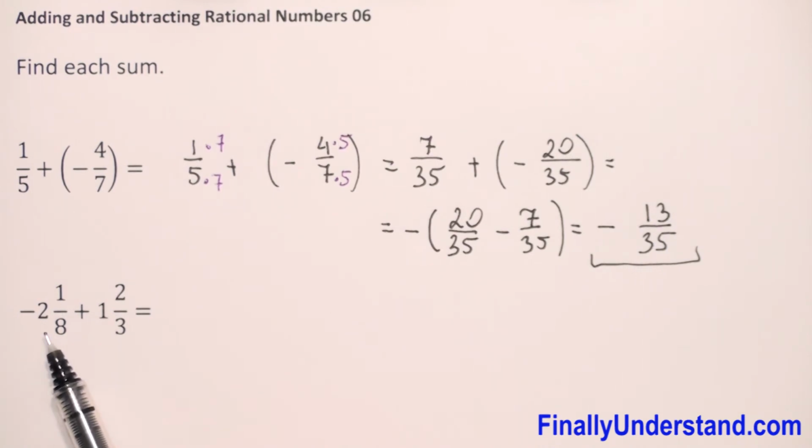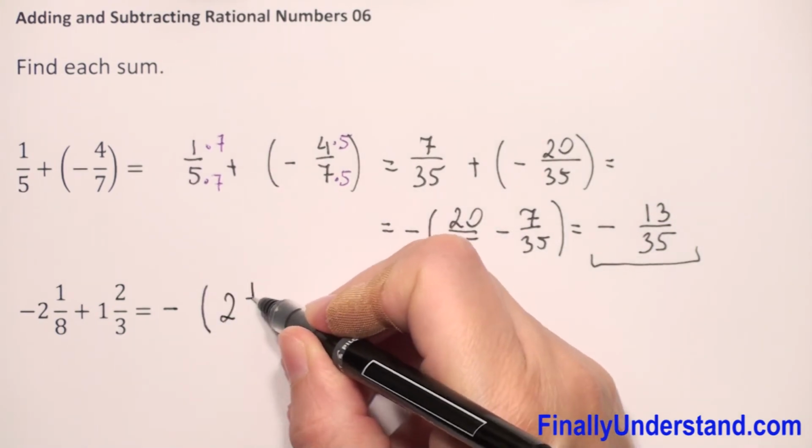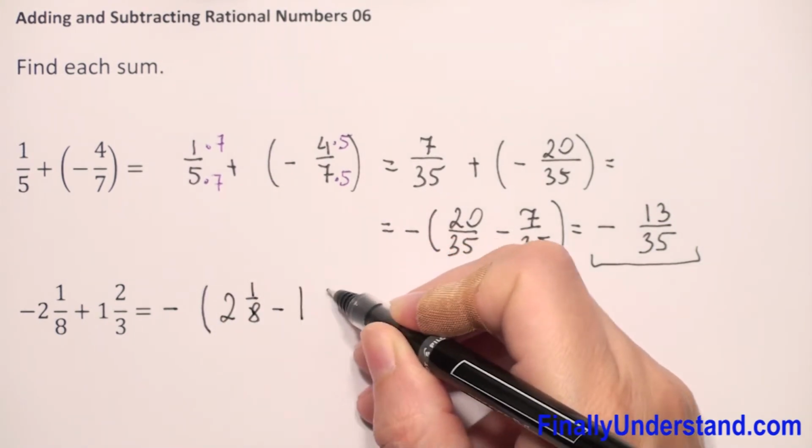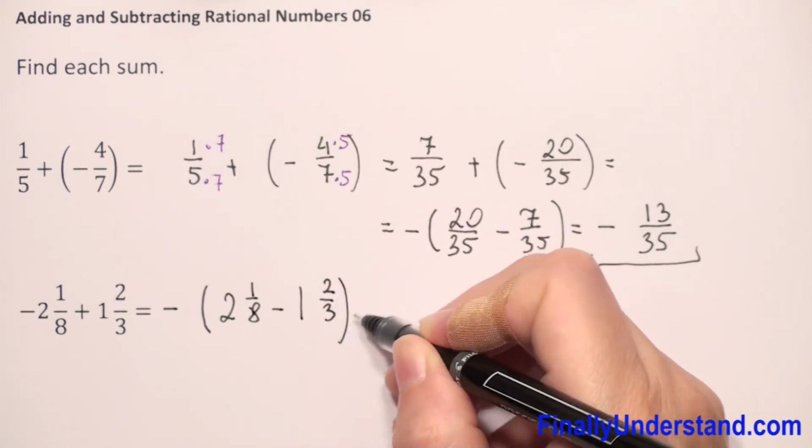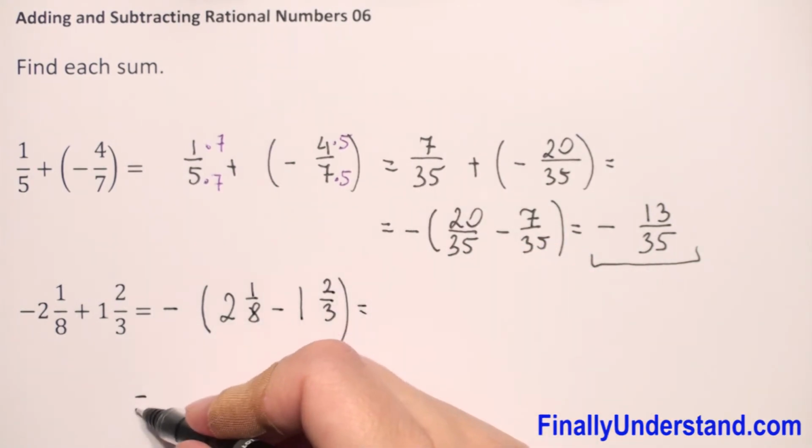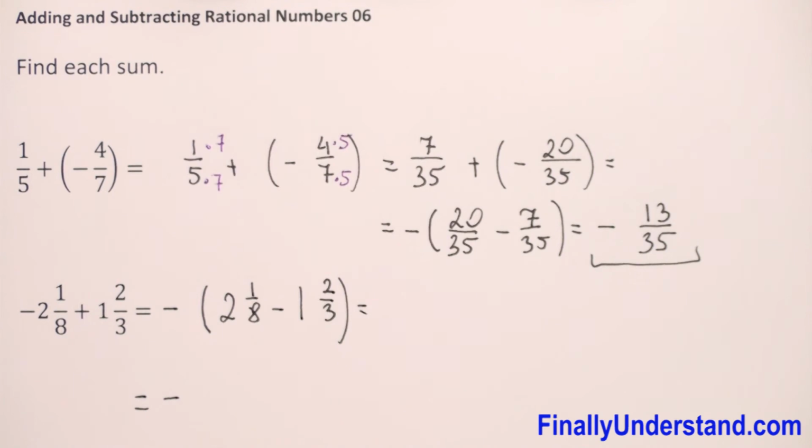So next we check the sign before the greater number, it is negative. So we copy this negative sign, we open parentheses, and we subtract from the greater number smaller. So we have 2 and 1 over 8 minus 1 and 2 over 3. So this is equal. Negative sign we have to copy.